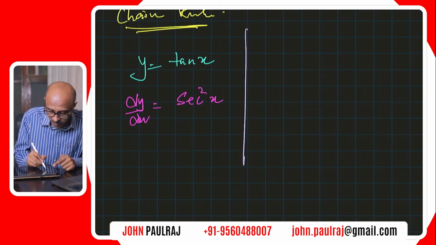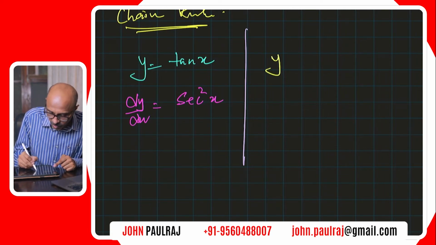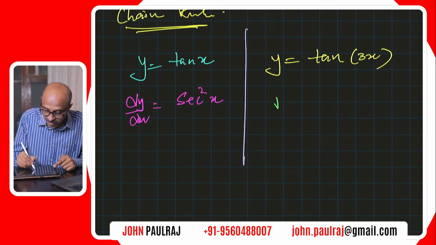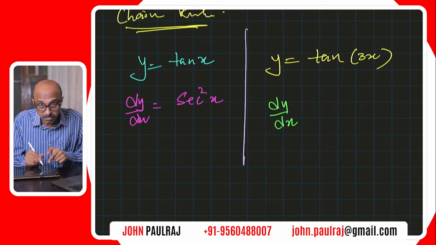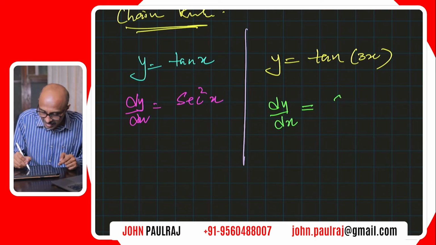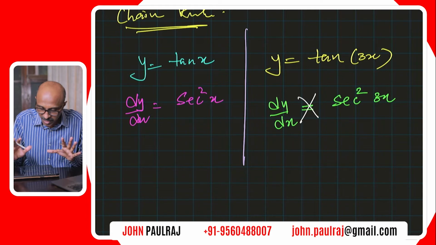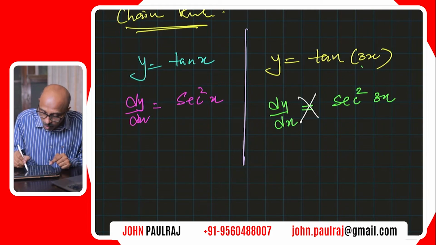So if you had, instead of y equals tan x, let's say y is equal to tan of 3x. There, if you were to find the derivative of tan of 3x using this rule, you can't say that it is secant square 3x. That would not be fully correct. It's incomplete. That's because this is a composite function.